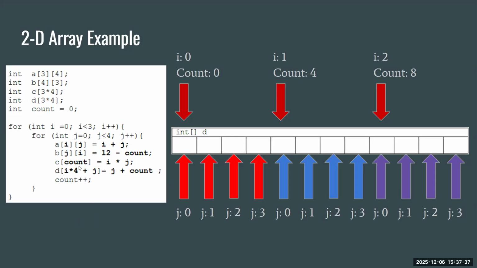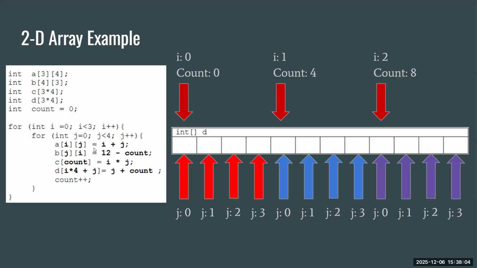So when i equals 0, it's going to do 0 times 4 plus j. If we're in the first inner loop, when i equals 0, j is going to equal 0. So it's going to access the first index, and it's going to set it equal to j plus count. j starts off as 0 and count starts off as 0. So that's going to be 0. So the first index is 0.